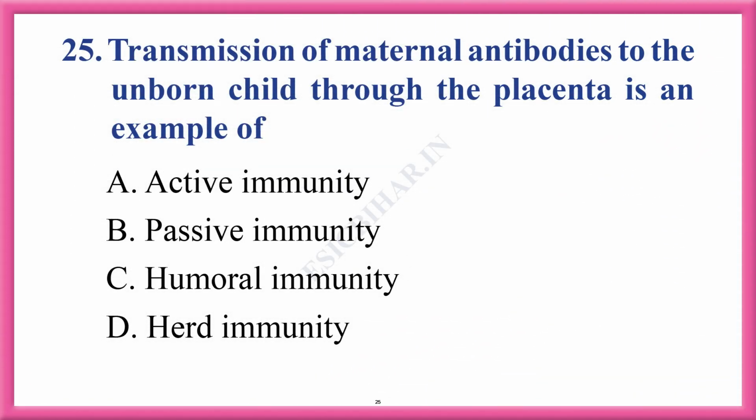Question 25. Transmission of maternal antibodies to the unborn child through the placenta is an example of A. Active immunity, B. Passive immunity, C. Humoral immunity, D. Herd immunity. And the answer is B. Passive immunity.